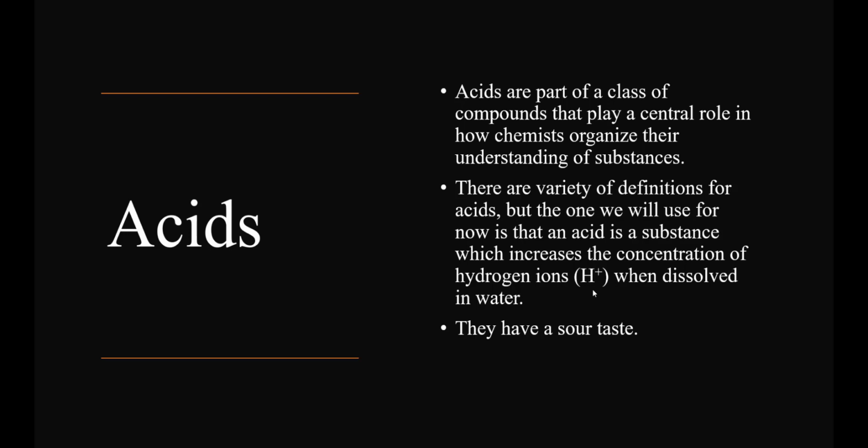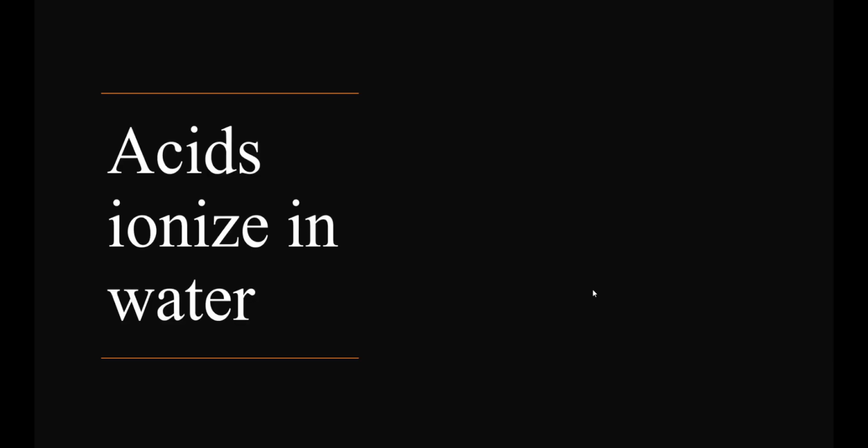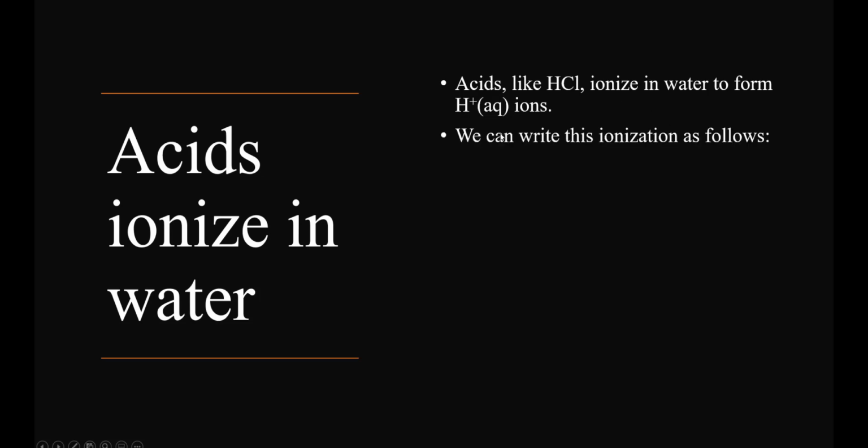They have a particular property that's historically of relevance. In the lab, of course, we wouldn't test this, but they tend to have a sour taste. So you associate them with things like lemon juice, citric acid, or vinegar, the acetic acid in vinegar. So first of all, what do we need to know about acids? They ionize in water. So here's an example. An acid like hydrochloric acid, HCl, ionizes in water to form those hydrogen ions. That's where those extra hydrogen ions come from.